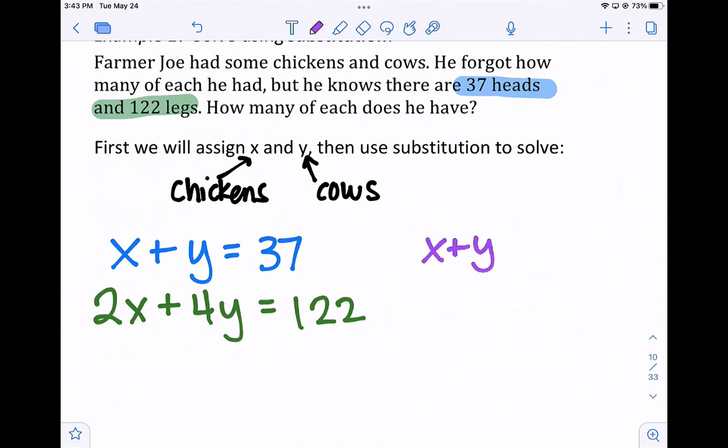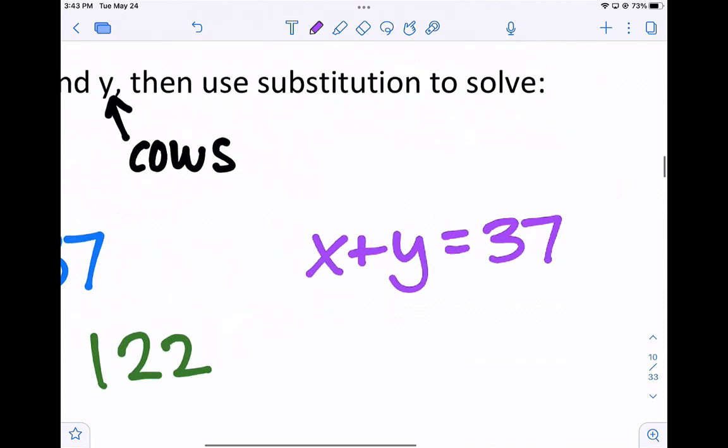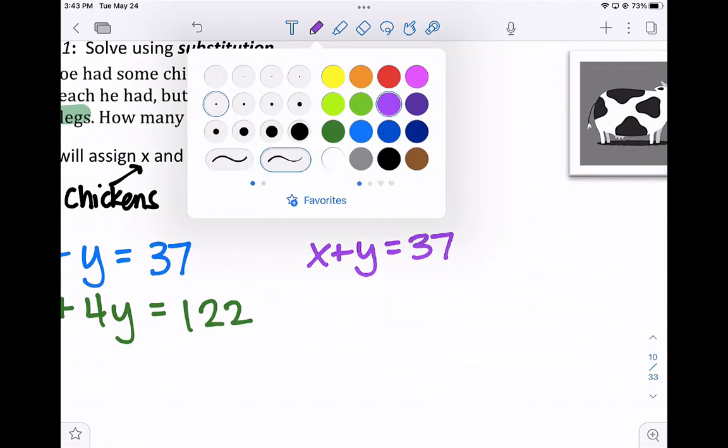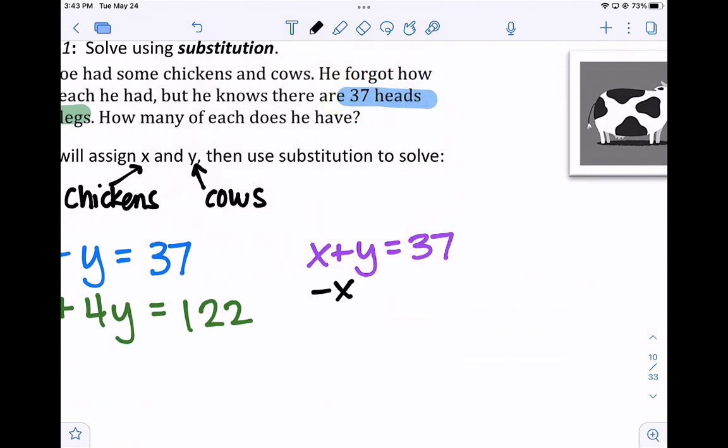So we have x plus y equals 37. Let's just get one of these variables by itself. So let's just solve for y. Again, you can choose x or y. I'll just solve for y. So we'll subtract x from each side, and we'll get y equals 37 minus x.